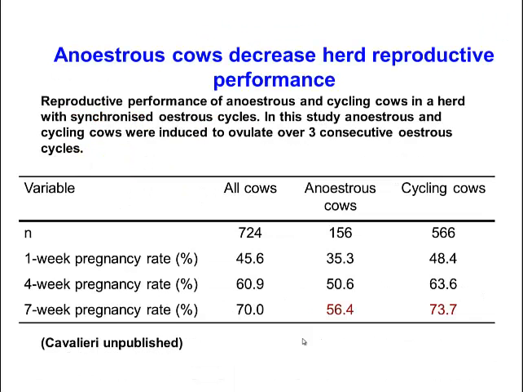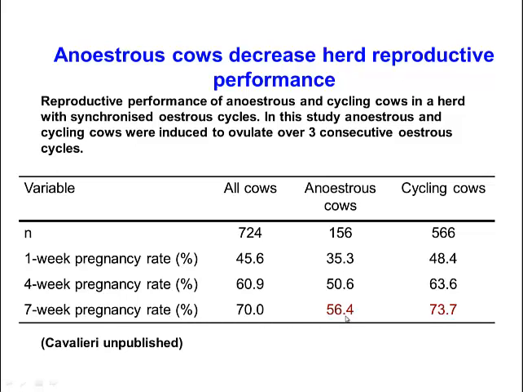This is just some data from some herds that I worked with that showed the differences in pregnancy rates that were occurring between anestrus cows and cows that were actually undergoing estrus cycles. So these cows were all subject to estrus synchronization, so they were force ovulated. And within 1 week of the start of mating, you can see that over 10% more of the cycling cows were pregnant compared to the anestrus cows.